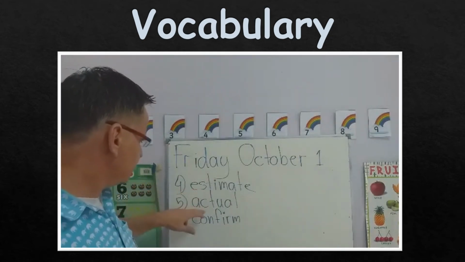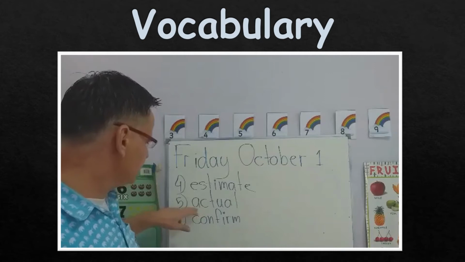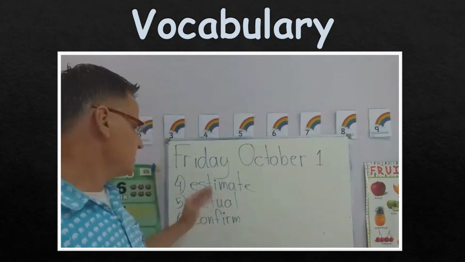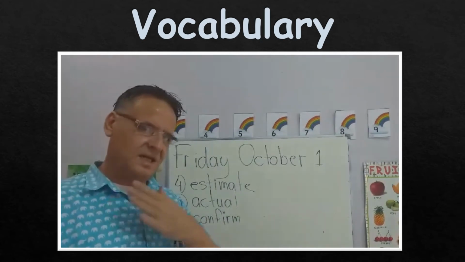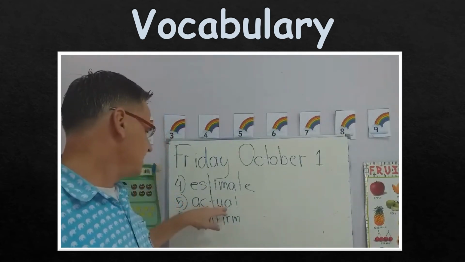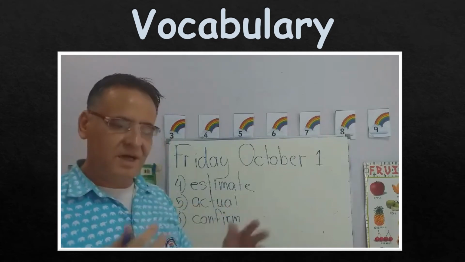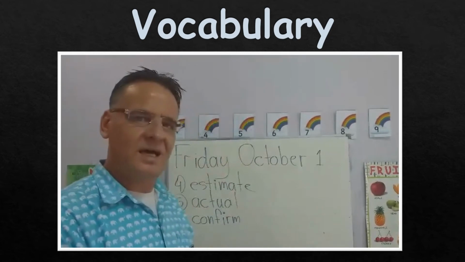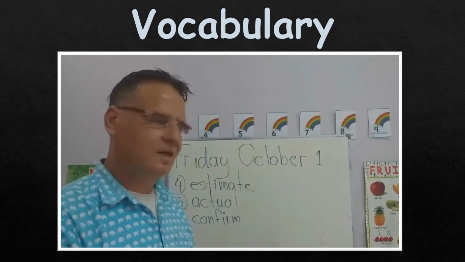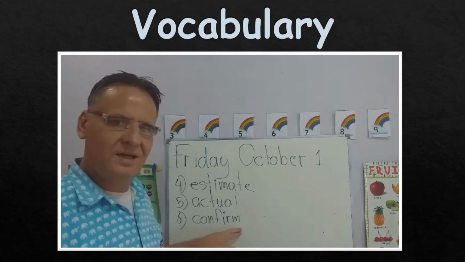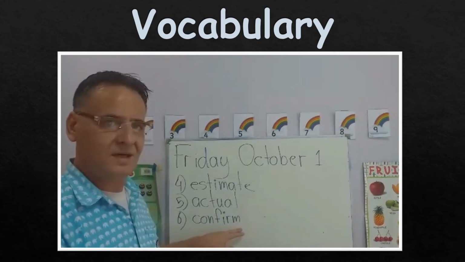Okay, there's also this word, actual. So, I estimate that Teacher Michel is 90 kilos. How do I find out my actual weight? By going on the scale. Then I go on the scale, actually I am 91 kilo. And then you say, I confirm that I'm 91 kilo because I weighed myself.